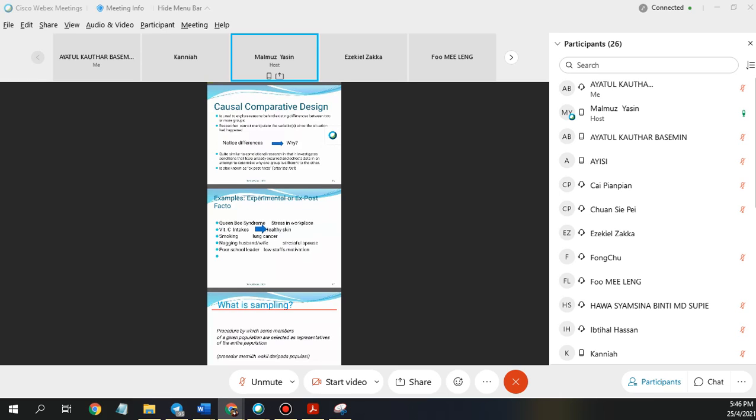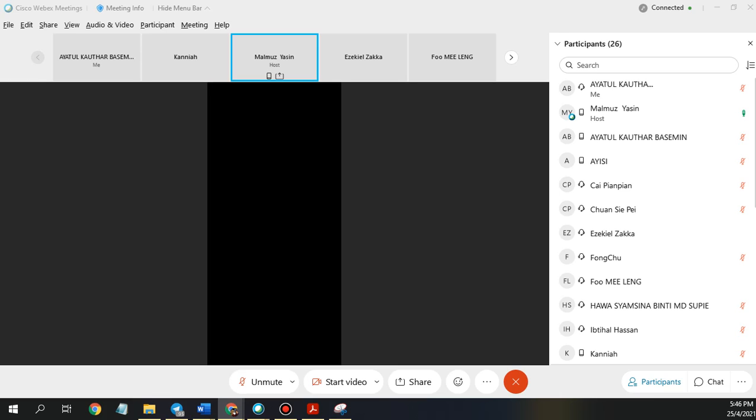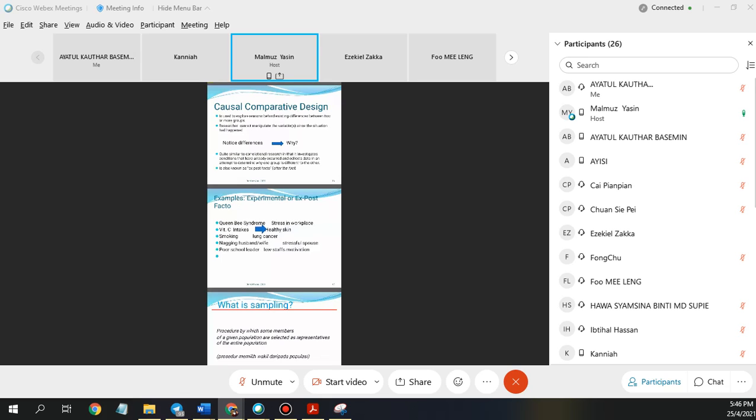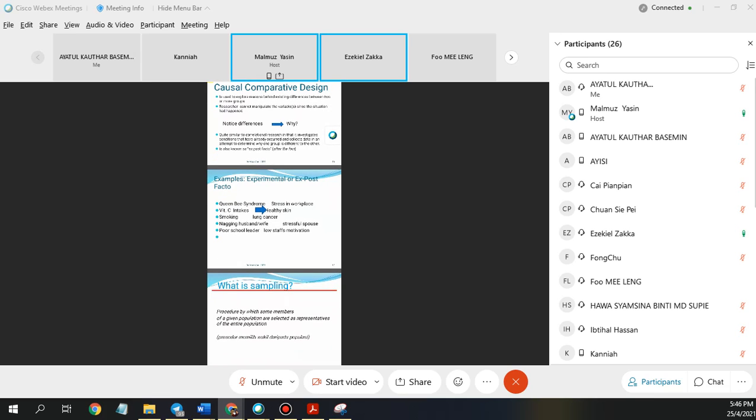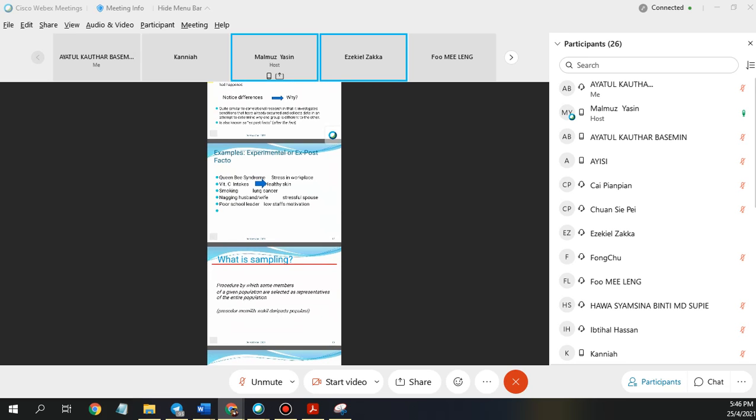But in my area, as I said earlier on, it's not that we don't want to do it, but I still don't see a good research question which tries to imply the experimental design in our research.